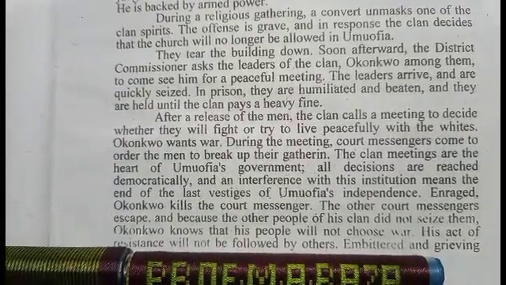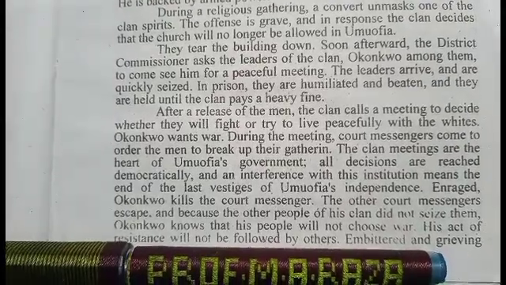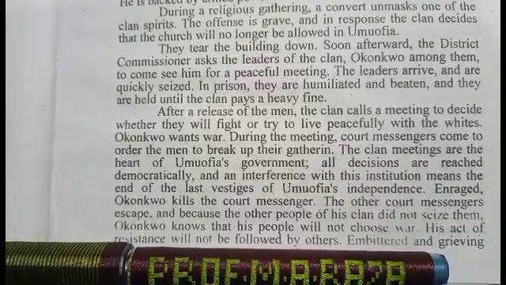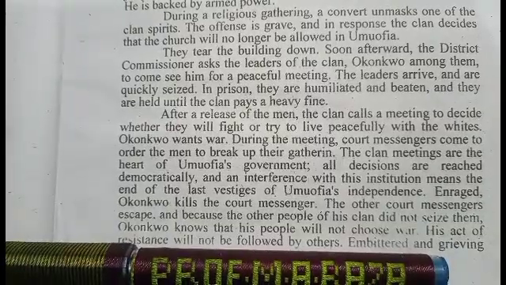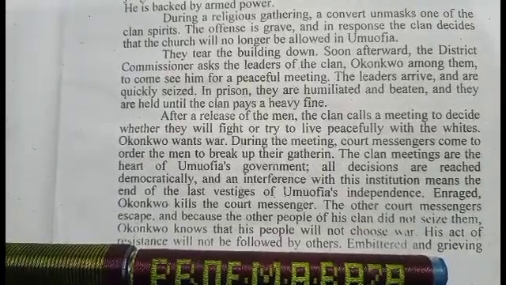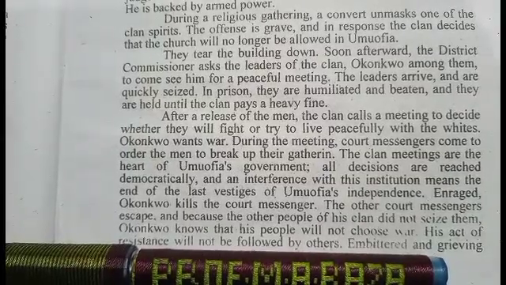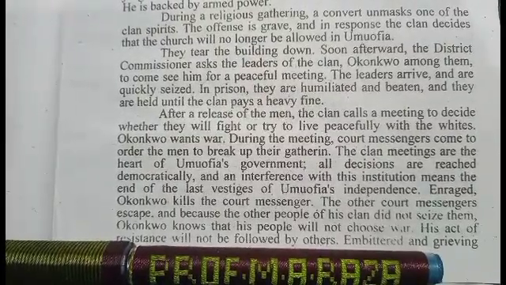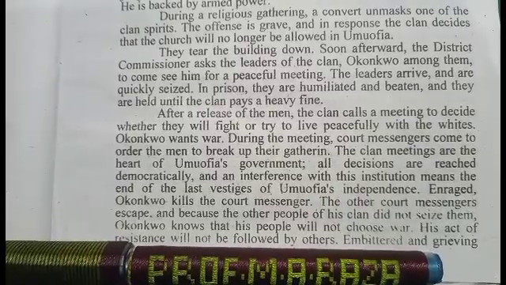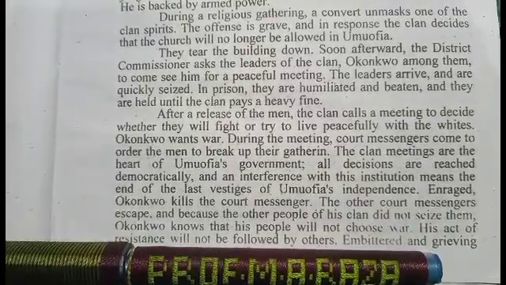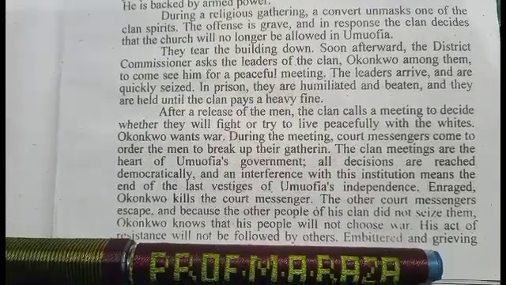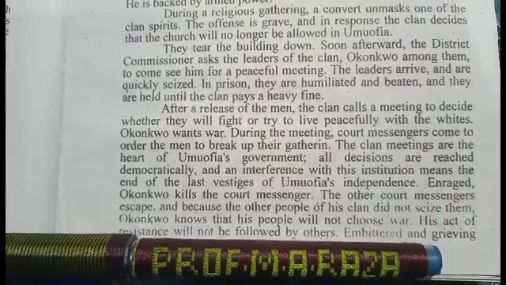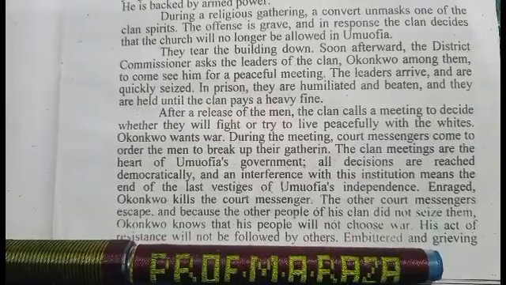The clan meetings are the heart of Umuofia's government. All decisions are reached democratically, and an interference with the institutions means the end of the last vestiges of Umuofia's independence. Enraged, Okonkwo kills the court messenger. The other court messengers escape, and because the other people of his clan did not seize them, Okonkwo knows that his people will not choose war. His act of resistance will not be followed by others.